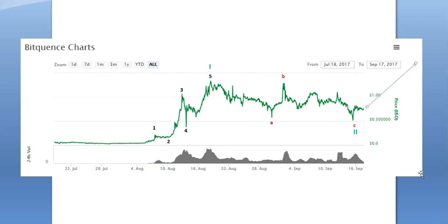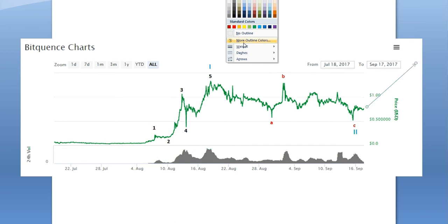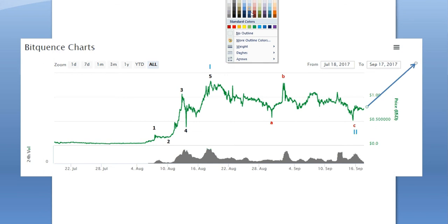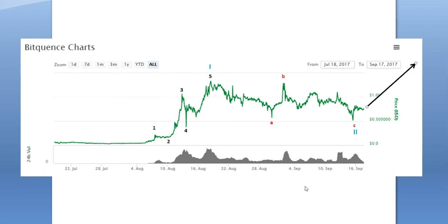We need to see an impulsive wave up. Why do we need to see an impulsive wave up? An impulse set of 5 waves is the first indication of a trend change. And if that's the case, it should look like this.